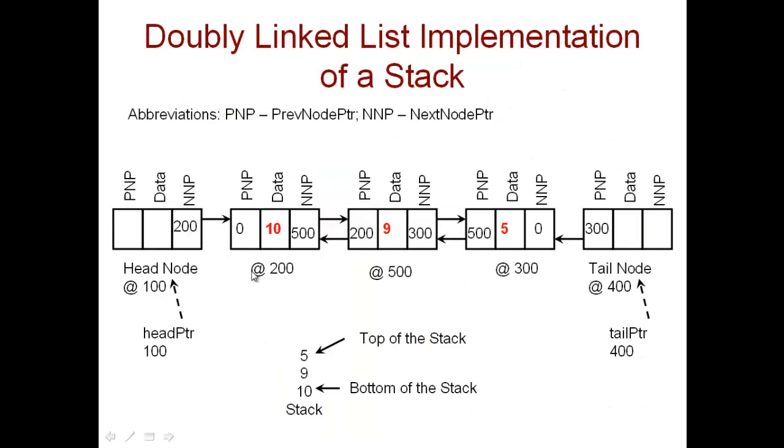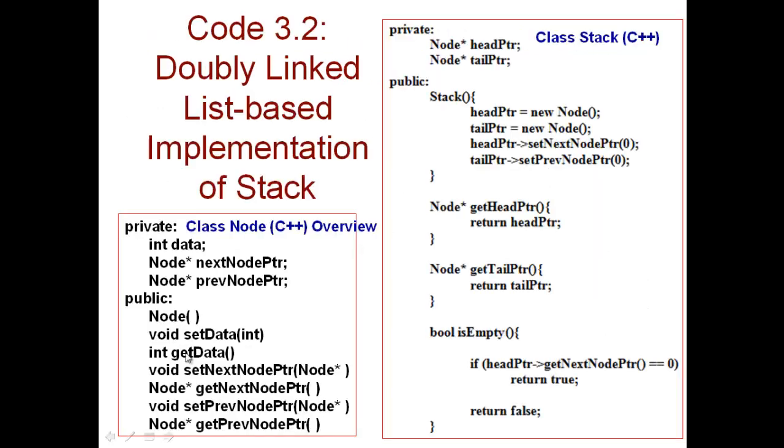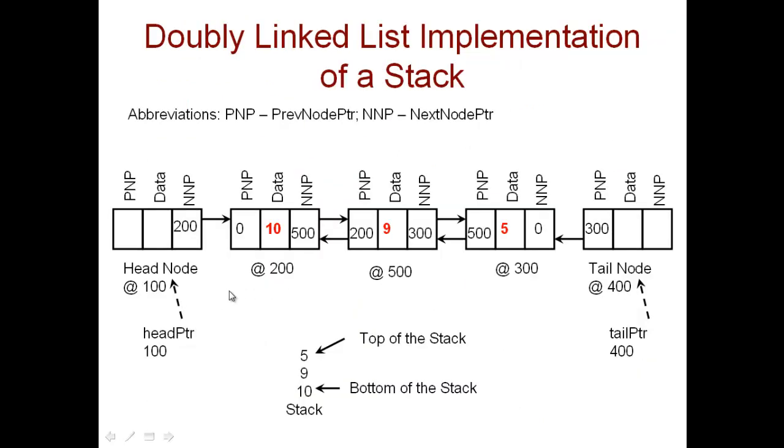So the head pointer stores the address of the head node, which is in this case 100, and the tail pointer will store this address 400. Then using the tail pointer, you can access the tail node, and the tail node will have the previous node pointer set up. We'll not set up the data and next node pointer. We'll assign a value only with the previous node pointer. So it's okay to have the other 2 member variables just left as they are.